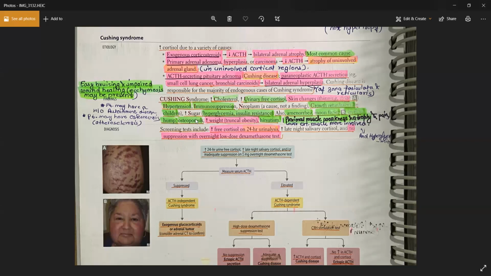You will also get the osteoporosis and the poor wound healing, okay, because the cortisol inhibits the fibroblast and as well as it will also suppress your inflammation, and both of these things are needed for the proper wound healing, okay. So that's why you get the poor wound healing, okay.